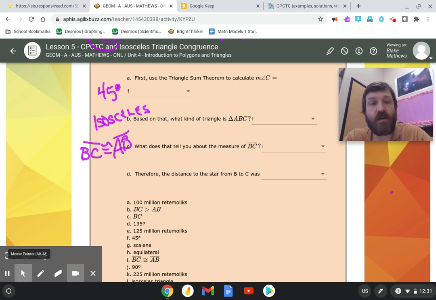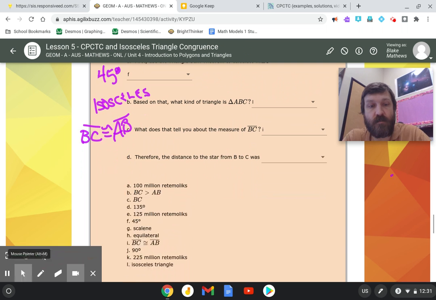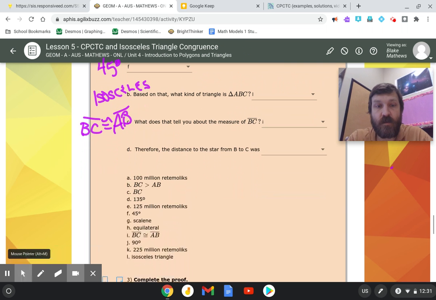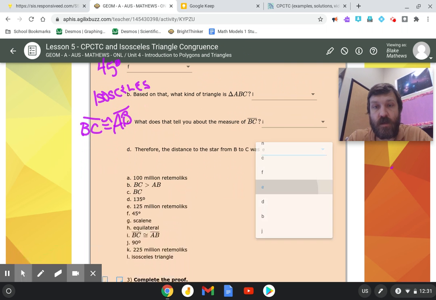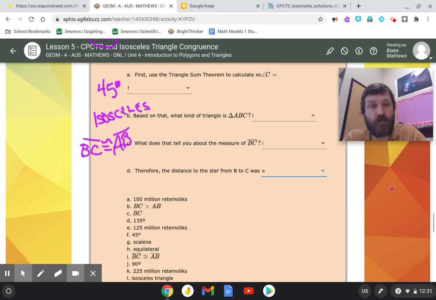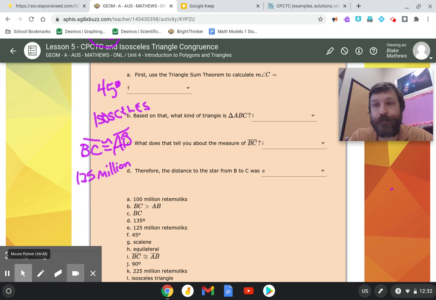And then, therefore, the distance is the same, that being 125. So E. That's 125 million. And I'll leave it at that. So that's how you work through that problem.